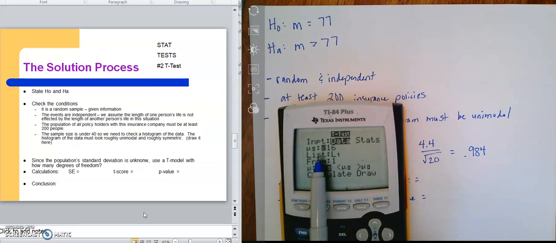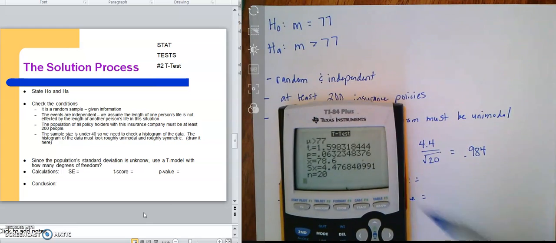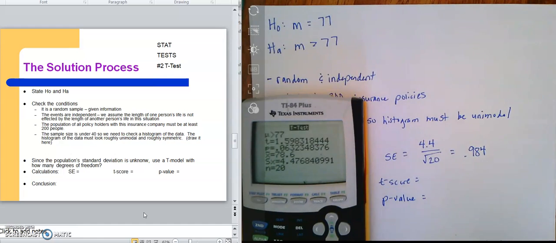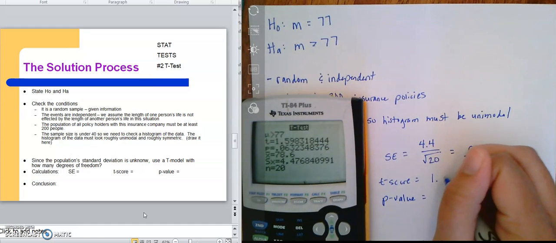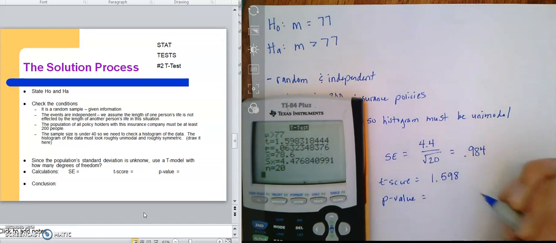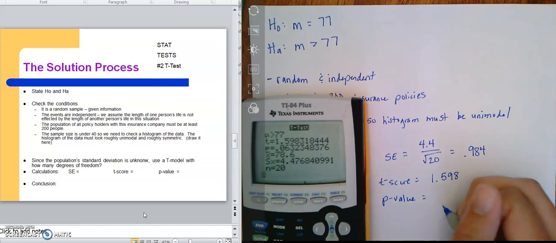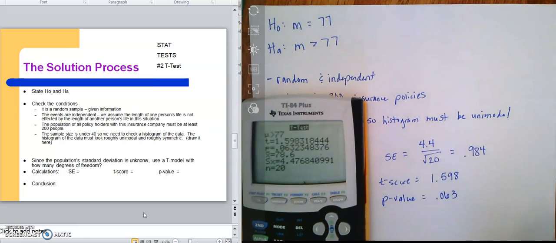My mean for this one was... No, sorry, that's not mean. That's null hypothesis. Null hypothesis is 77. I'm using my list, and I believe that it is greater than. So then it gives you the rest of your information. T was 1.598. My p-value is 0.063.